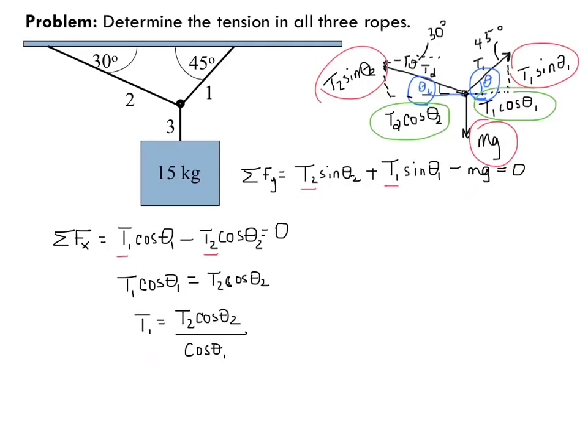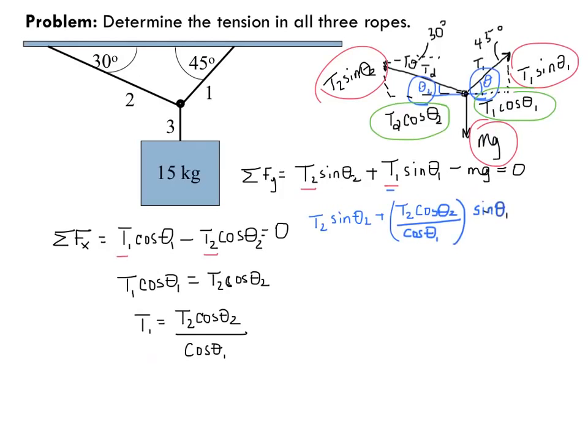So for that, I'm going to go ahead and use a different color. Here, this becomes T2 sine of theta 2 plus, and I'm doing my substitution here, T2 cosine theta 2 divided by the cosine of theta 1. So all of that got substituted in for T1. Now I'm going to go back and put sine theta 1.